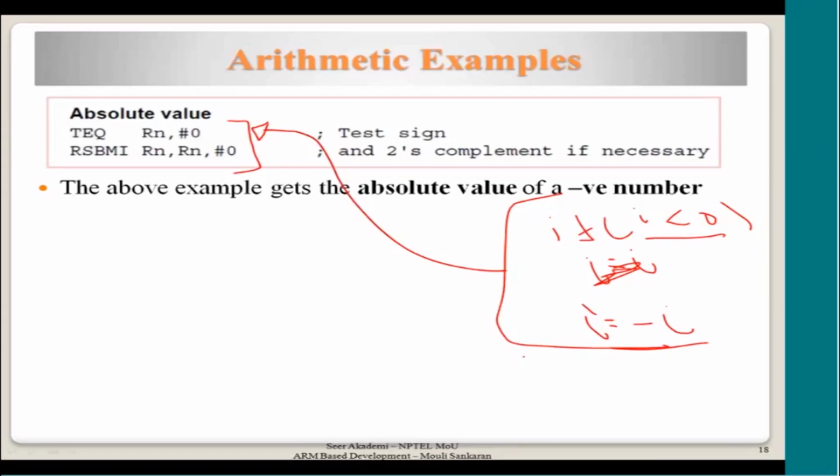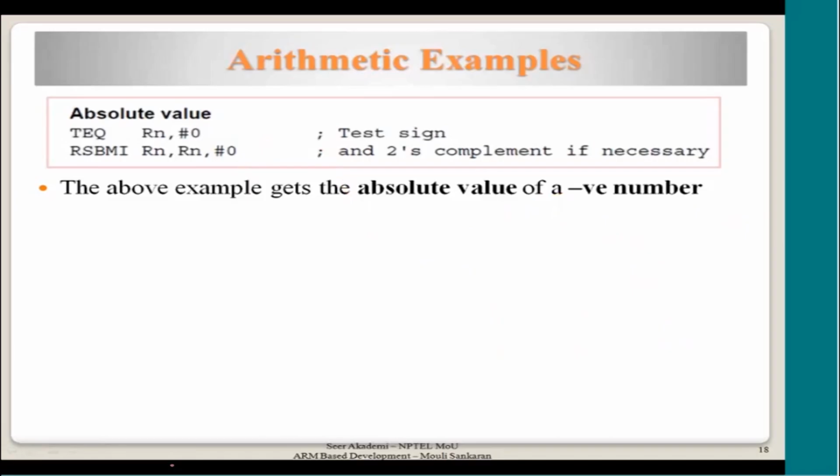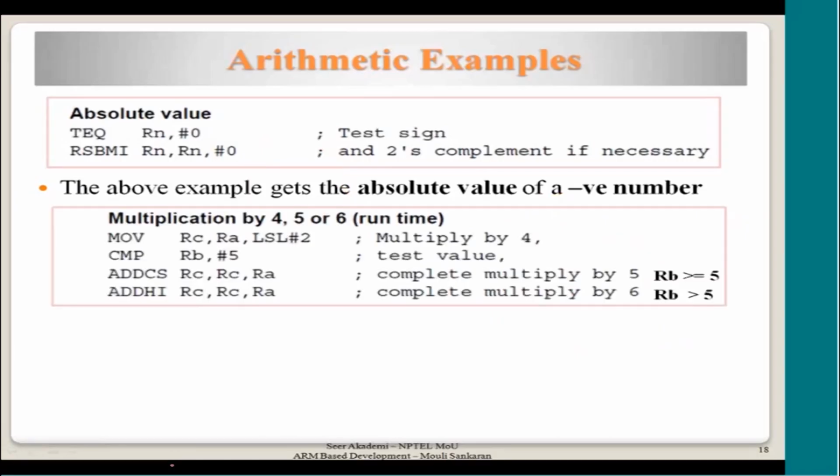Almost like one assembly instruction per one higher level language instruction. So it's pretty unheard of. Okay. So that's the power of ARM processor. Very good.